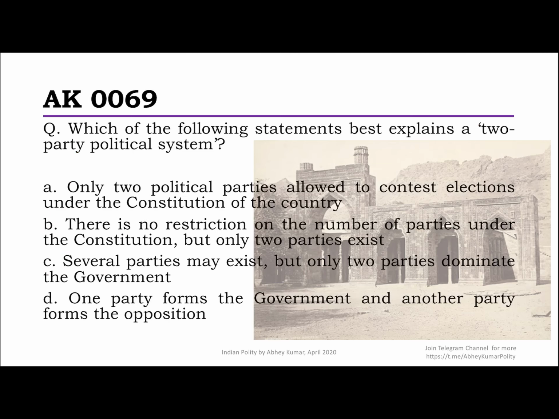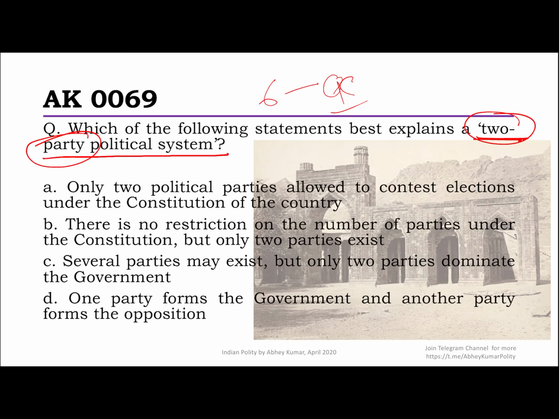Question number 69, which of the following statements best explains a two-party political system? A very basic question: what is a two-party system? Now, let's see. In any democracy, you cannot have just two parties. Even if you say China, which is not really a democratic country, it's a one-party rule. Even they have something like 6 political parties, but all of them are under the overall umbrella of the Communist Party of China. So there will always be multiple parties, because democracy means multiple opinions, multiple thoughts, and different ideologies.